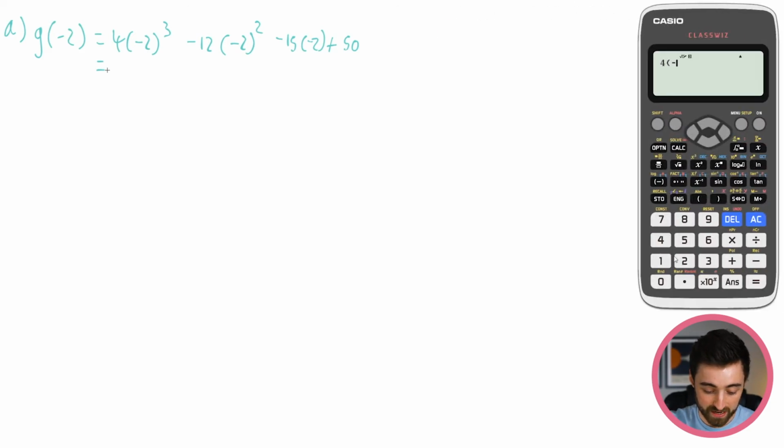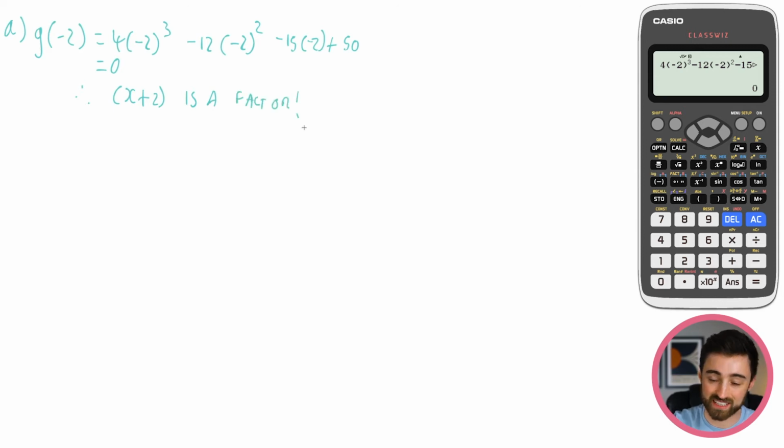4 times minus 2 cubed minus 12 times minus 2 squared minus 15 times minus 2 plus 50. Boom, 0. Who would have thought? Therefore, x plus 2 is a factor. Nothing too crazy. Looks like I am shouting it.